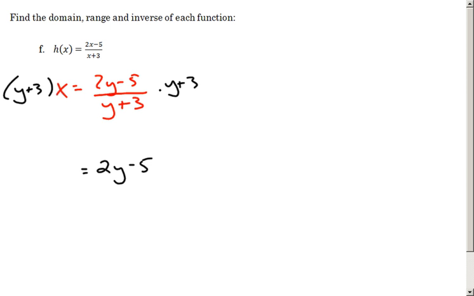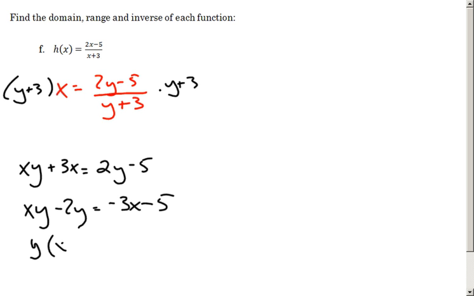And then you just have to get everything with a y on one side so we can solve for it. So when you do that, the 2y is going to move over. I'm going to subtract the 2y from both sides, and I have to subtract the 3x from both sides, so I get this. And then you're going to factor out a y. Now again, domain and range things here, generally the only number that's not going to work is x equals negative 3. It's the only number that's actually not going to work in your domain for the new one.